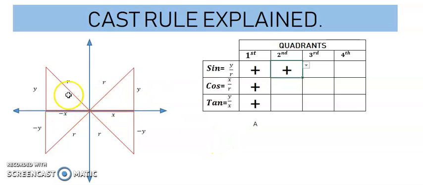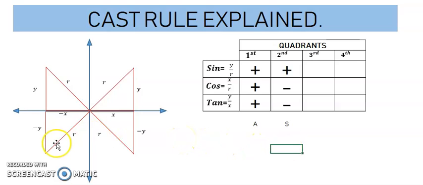Okay. Let's look at cos. X is negative, r is positive. So a negative divided by a positive is going to give me a negative. Therefore, cos is negative in my second quadrant. Let's look at tan. Tan is y over x. X is negative in the second quadrant. Therefore, a positive divided by a negative will give me a negative. And therefore, we conclude by saying that only sine is positive in my second quadrant.